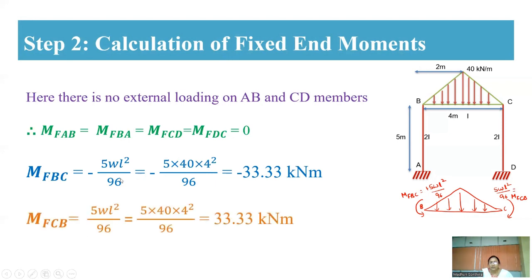Here the loading is 40 kilonewton per meter and the span is 4 meters. By substituting these values, you are getting MFBC is minus 33.33 kilonewton meter and MFCB is plus 33.33 kilonewton meter. So this is how you're going to calculate your fixed end moments.